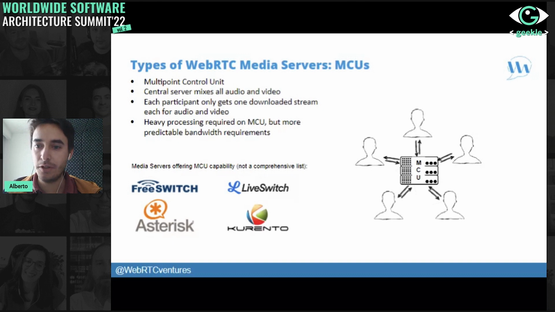So we have just 2 streams per user, which is obviously the best for minimizing resources on the client side, but it is also more CPU intensive, of course, on the server, and requires processing, and also it might add a slight amount of latency, although we are still in sub-second latencies, of course. And these are just some examples of popular open source MCU WebRTC servers, like FreeSwitch and Asterisk that are more popular in the telephony world, and LiveSwitch and Kurento.